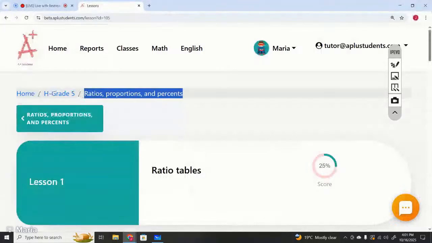So here I'm on grade 5 math. The chapter we're on right now is ratios, proportions, and percents. Let's just start with the lesson.